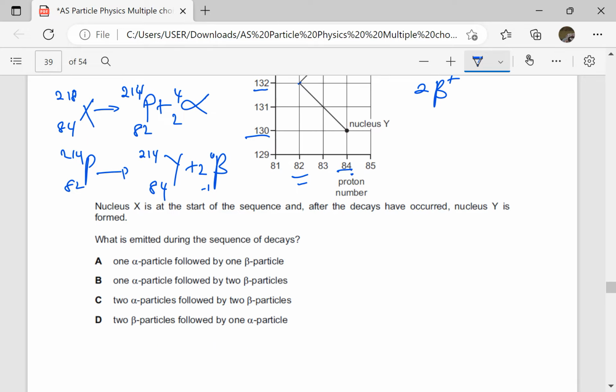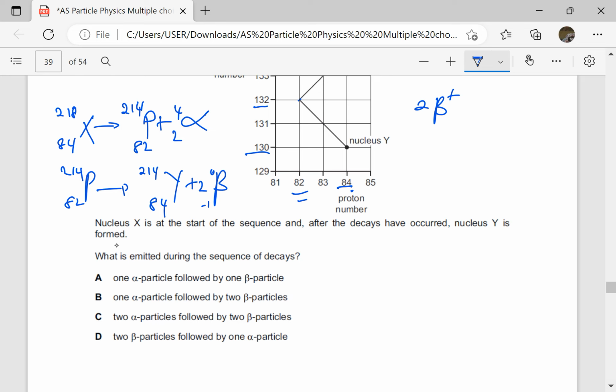Okay. So what is emitted during the sequence? It is 1 alpha particle followed by 2 beta particles. So 1 alpha particle followed by 2 beta particles. So the answer is B.